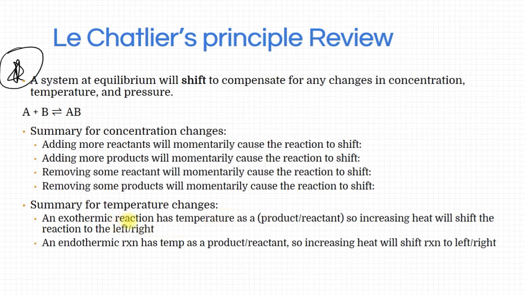Okay, and then down here, an exothermic reaction has a temperature where heat is a product. It's a product. Exo means out. The heat is going out of the reaction, so it's product. So if we increase the heat on a product, it's going to shift the reaction to the left, back to the reactants, because it's a product. When we increase it, it's got to go backwards.